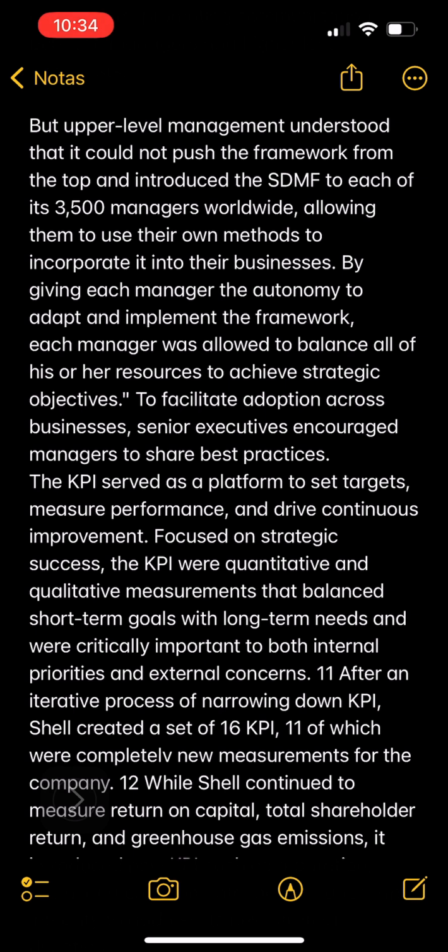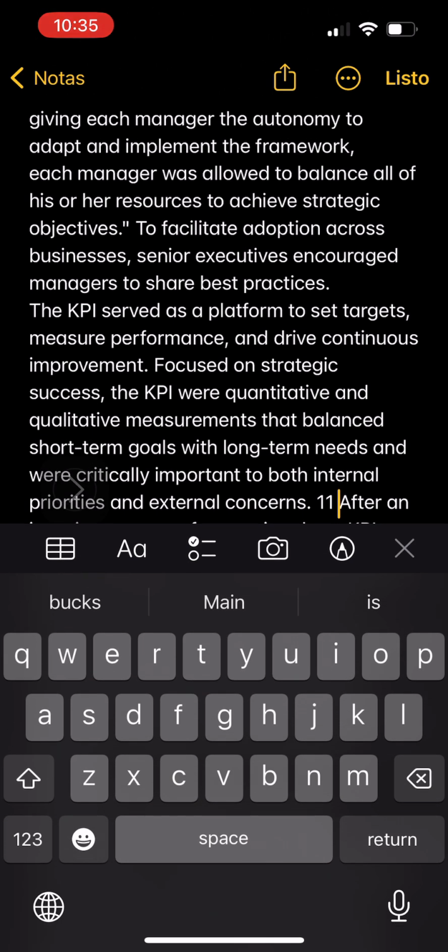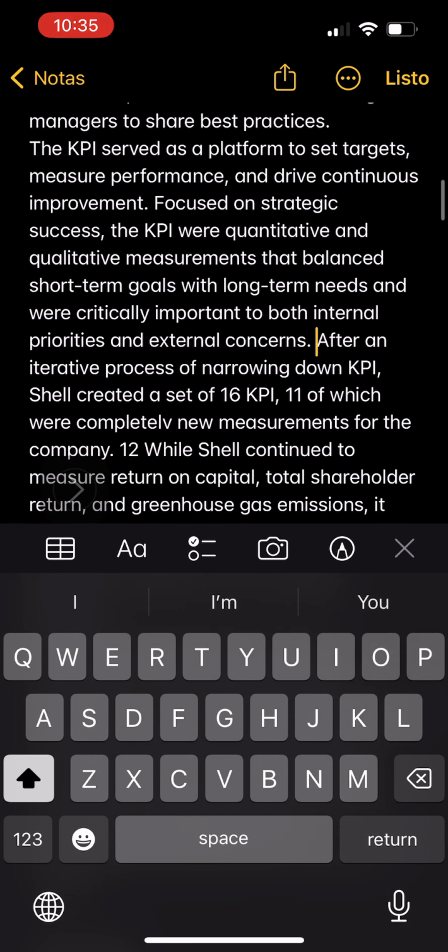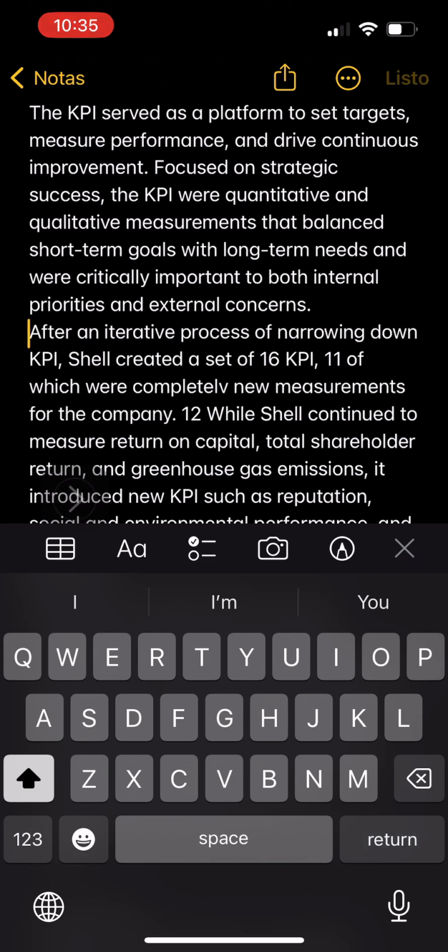Focused on strategic success, the KPIs were quantitative and qualitative measurements that balanced short-term goals with long-term needs and were critically important to both internal priorities and external concerns. After an iterative process of narrowing down KPIs, Shell created a set of 16 KPIs, 11 of which were completely new measurements for the company.